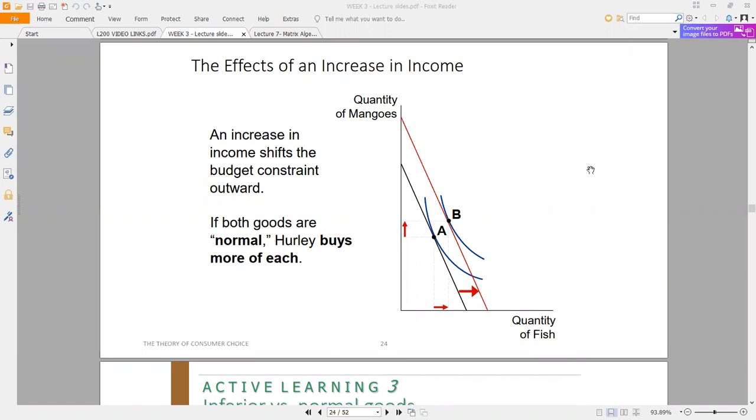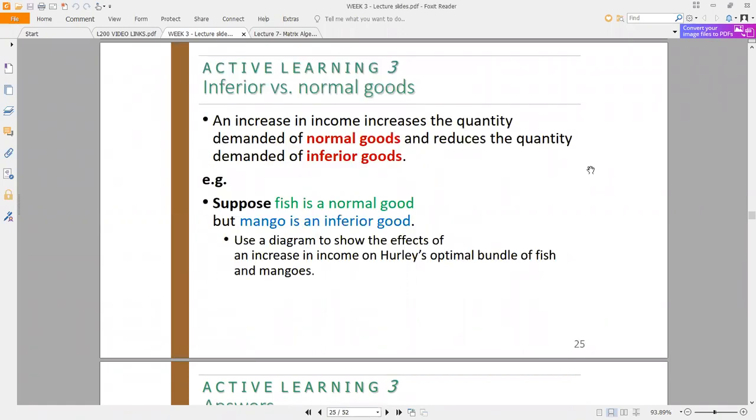But it's not always like that. It's possible that a good can be an inferior good. These are the definitions of normal and inferior good, something that we already know. When there's an increase in income and there's an increase in the demand for a particular good, we call that good a normal good. But for inferior goods, when your income increases, you tend to demand less. So for a normal good, there's a positive relationship between income and quantity demanded. But for inferior goods, there's a negative relationship. When your income increases, you tend to buy less.